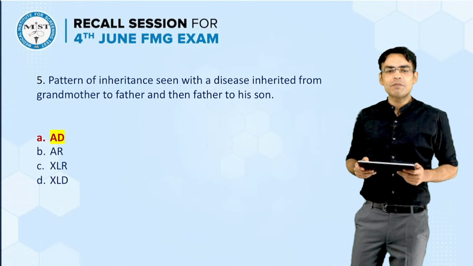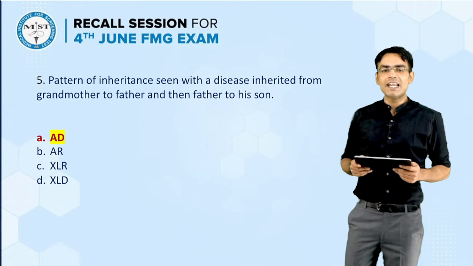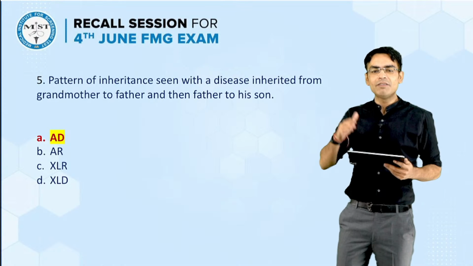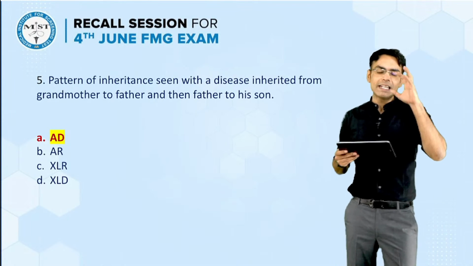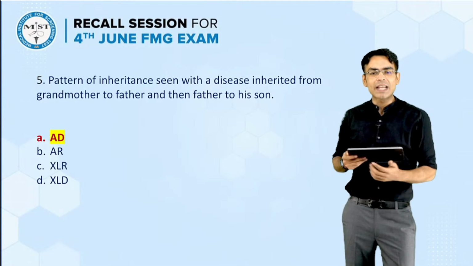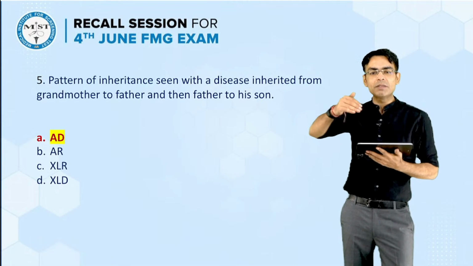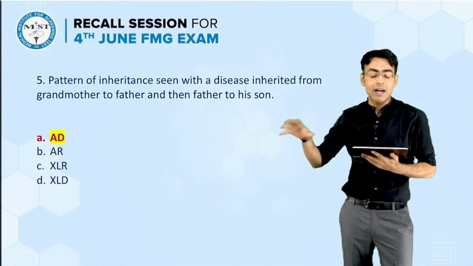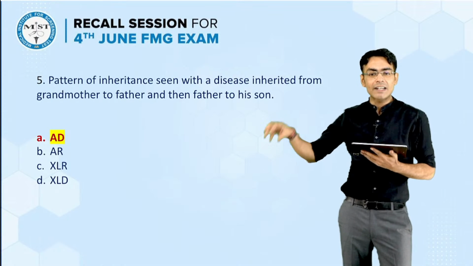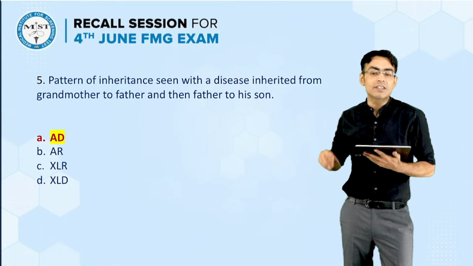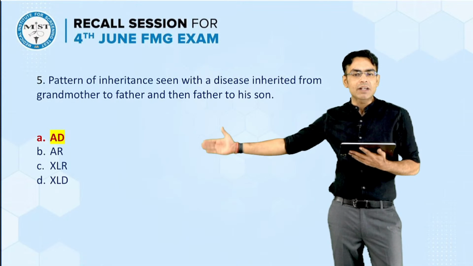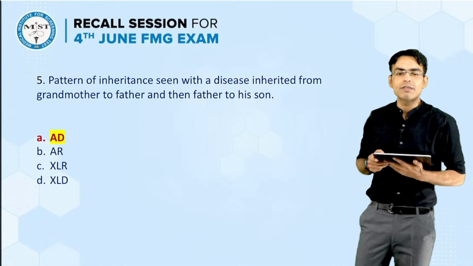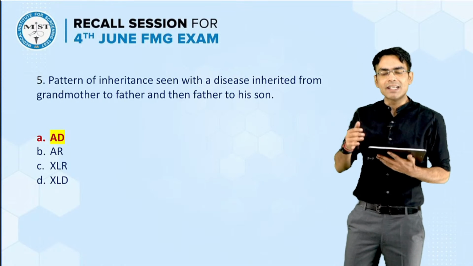Moving on to the fifth question: pattern of inheritance seen with the disease inherited from grandmother to father and then father to his son. So basically a family tree was given, and in that pedigree they were telling that the grandmother had the disease, then the grandmother passed the disease to her son, and then that son of hers passed the disease to his son. So basically there is no generation gap. They asked the pattern of inheritance. The options were autosomal dominant, autosomal recessive, X-linked recessive and X-linked dominant.